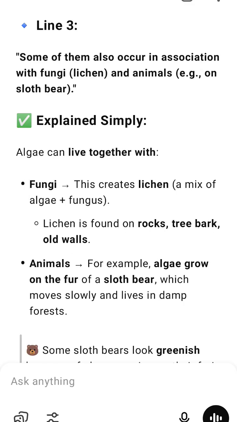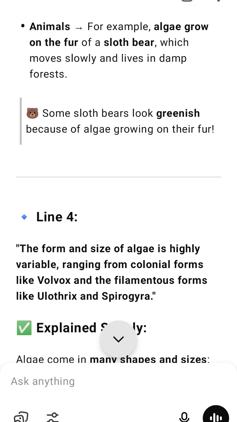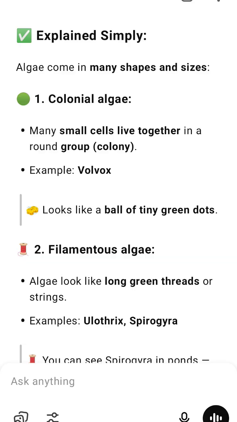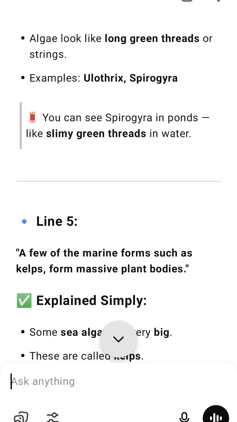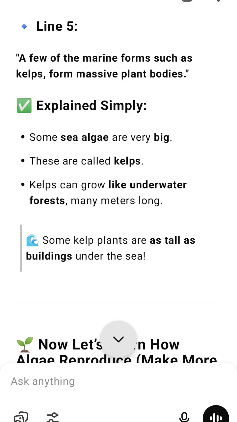3. What do algae look like? Algae come in different shapes and sizes. Some live in groups, colonies, like Volvox, which looks like a green ball. Some are long threads, like Spirogyra and Ulothrix, like green hair in ponds. Some, like kelp, are huge and grow in oceans. They look like underwater forests.